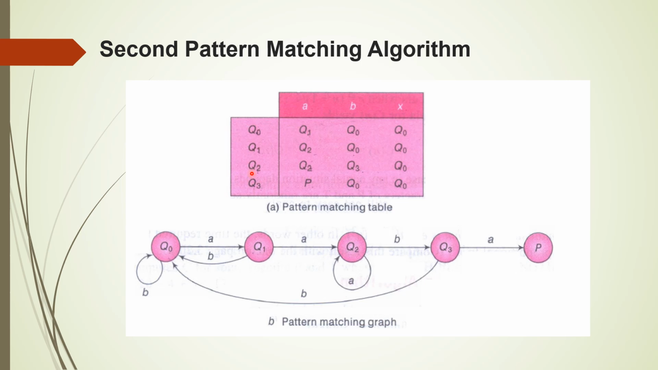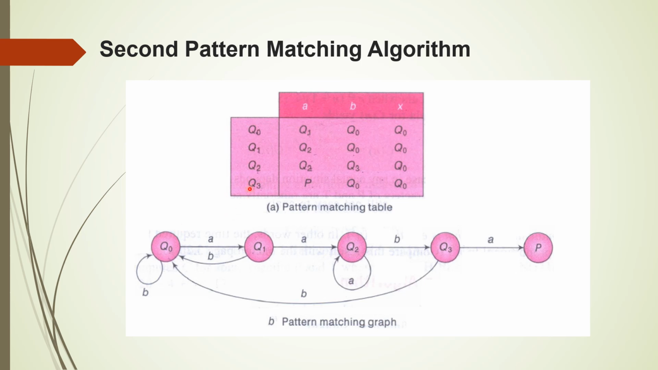From the state Q2, if you read A, you will be in the state Q2. If you read B, you go to the state Q3. Other than A and B, if you read anything from the state Q2, you go back to the state Q0. That transition is not shown in this diagram, but you should keep in mind that other than A and B, you have to go back to the state Q0.